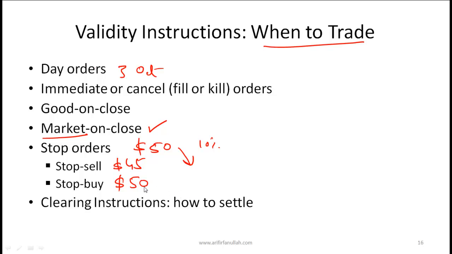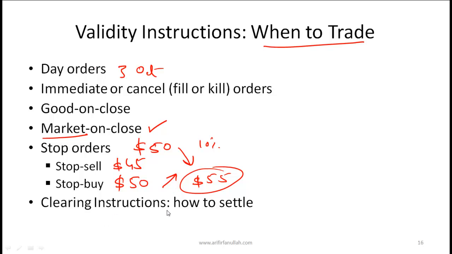But if your view turns out to be incorrect and the price of the share starts going up, to limit your risk, you might give an instruction to do a stop buy at 55. What that means is if the market starts going up, you simply buy the stock at 55 and lock in or limit your losses. So on a per share basis, simplistically put, your loss will only be 5. If you don't do this and the stock price keeps going up, then your loss can be unlimited.